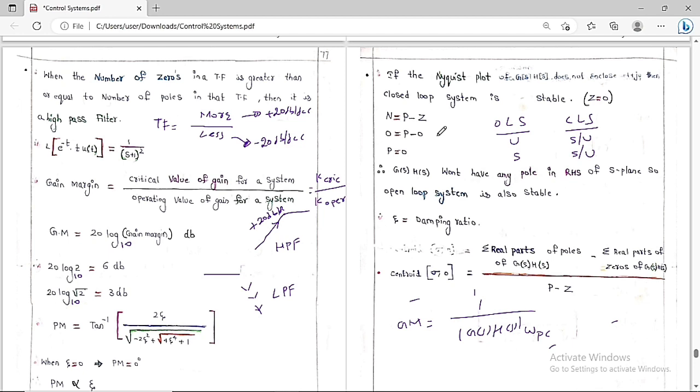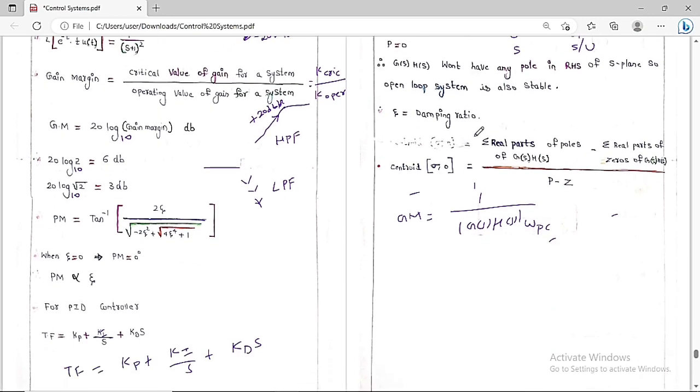The next point is that zeta is called the damping ratio. Whenever zeta is equal to 0, we say it is an undamped system. If zeta lies between 0 and 1, we say it is an underdamped system. If zeta is equal to 1, we say it is a critically damped system. And zeta greater than 1 means it is an overdamped system. I have already told you these things many times.